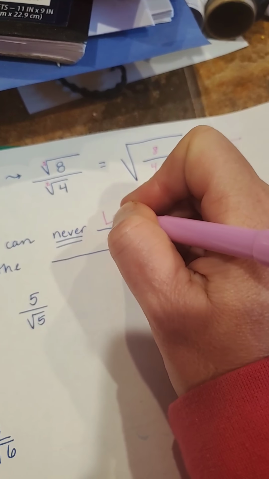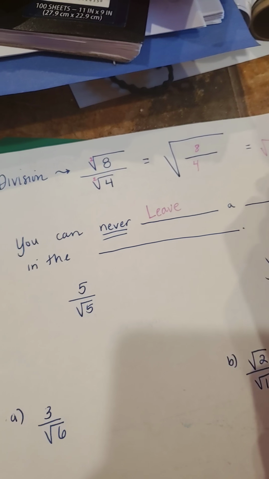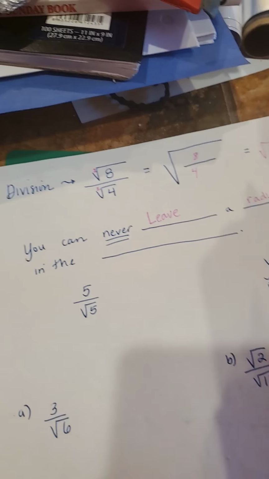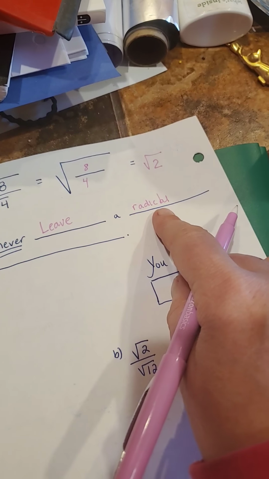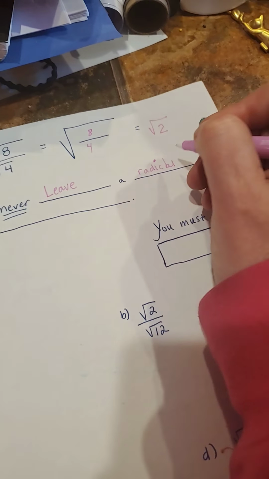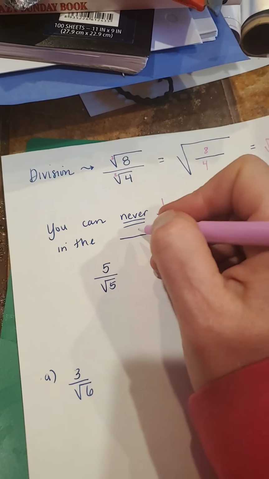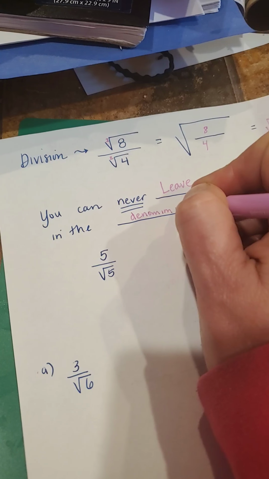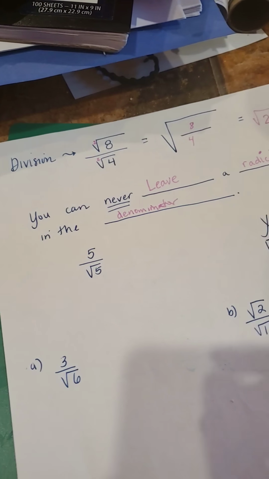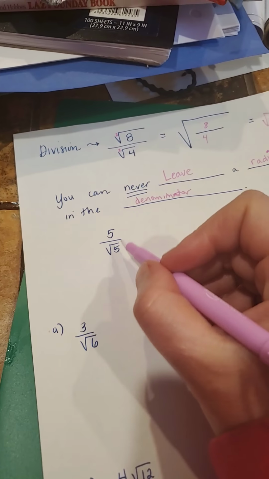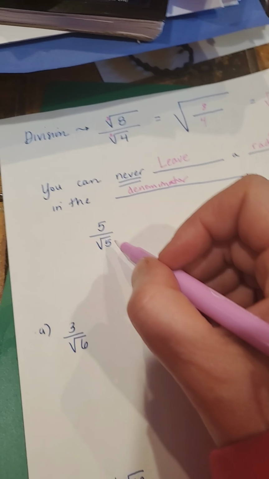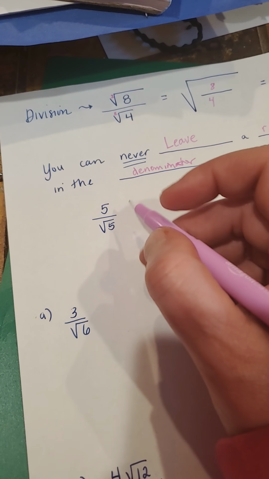You can never, ever leave a radical in the denominator. So you can't leave this here. This problem is not simplified. 5 over radical 5. Nothing you can't do.